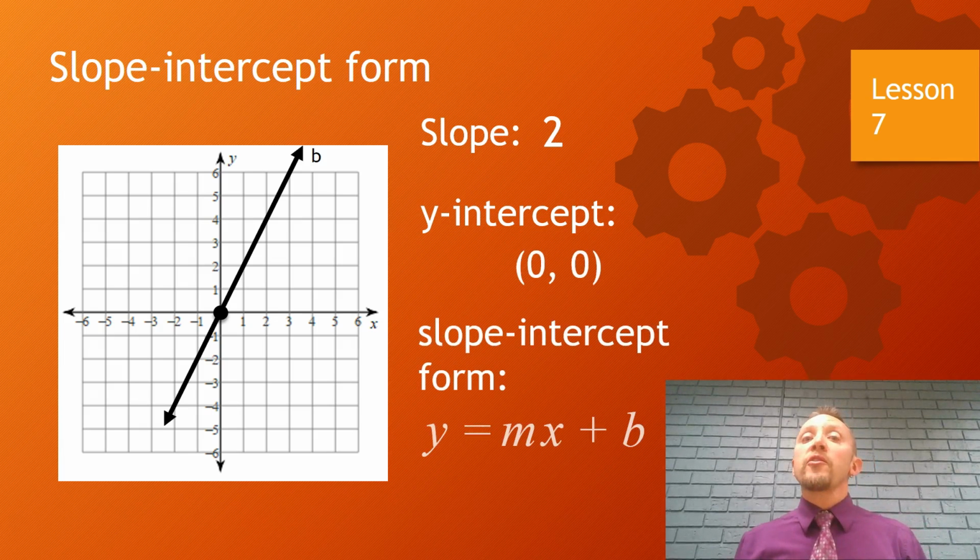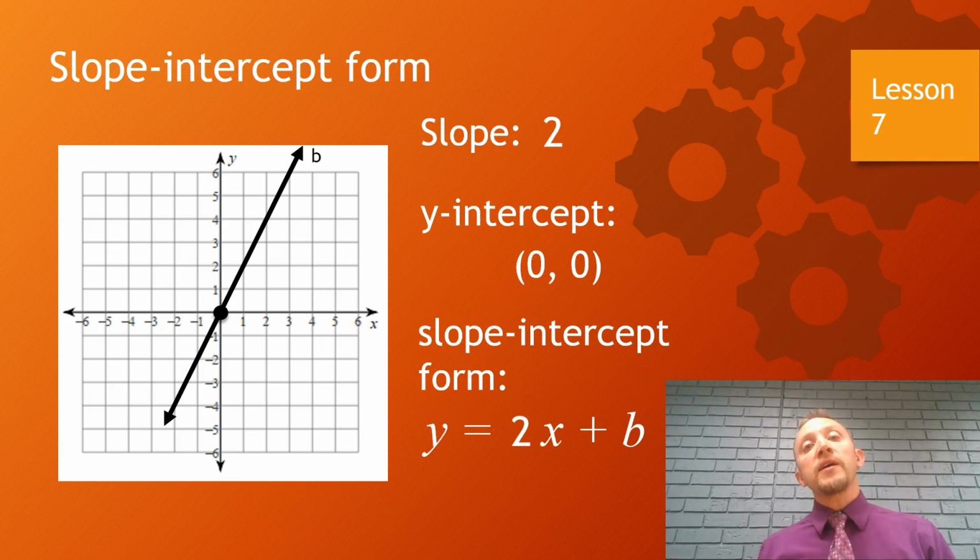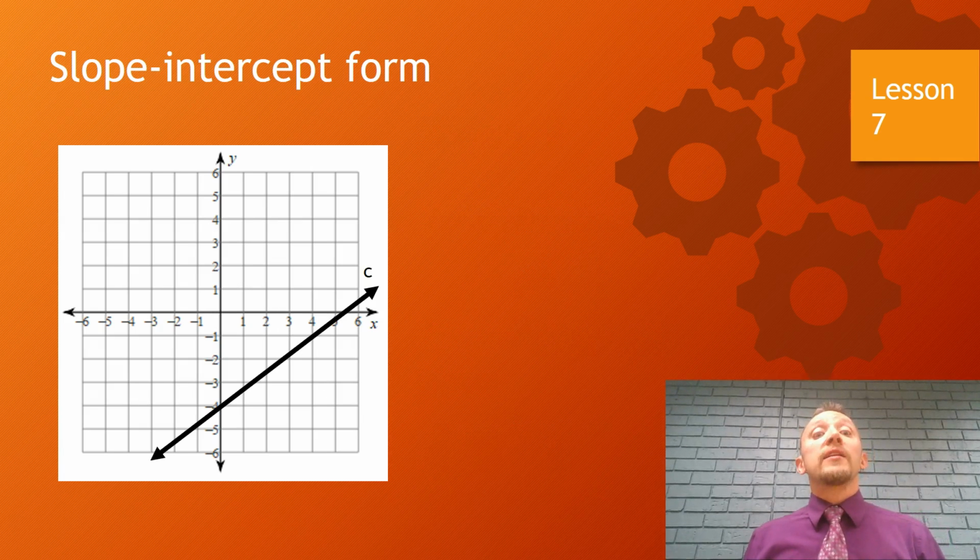Now we're going to put those together into slope-intercept form. So we're going to drop that slope in there. We're going to drop that y-intercept in there. And we get y equals 2x plus 0, or we could just say y equals 2x. And that's the equation. I love it. It's so simple. All right, let's look at one more.